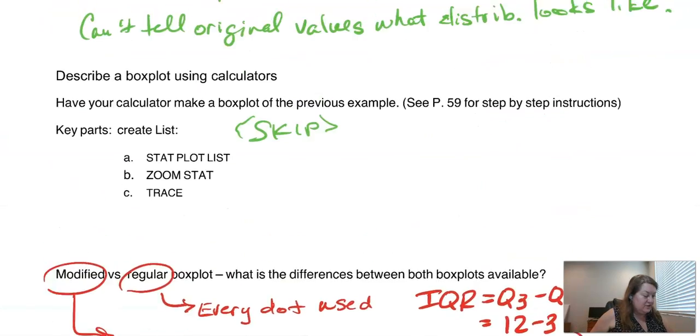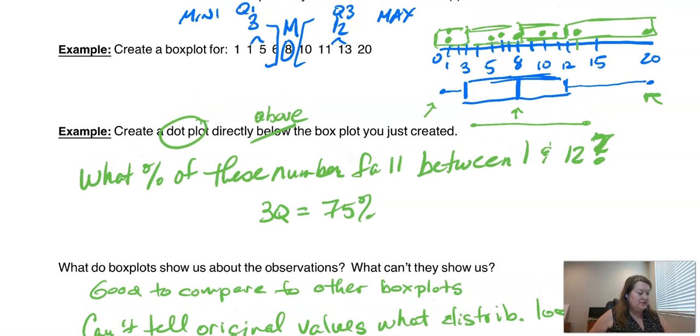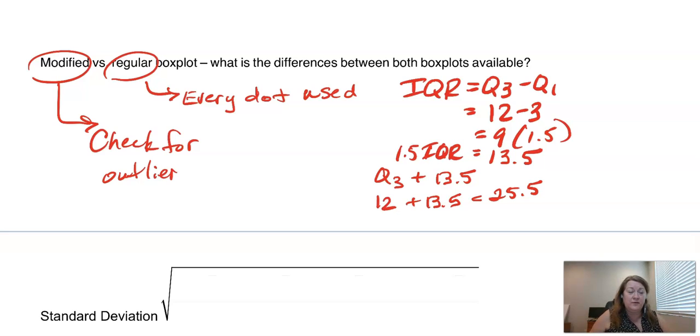So if I want to check for outliers, where do you think we are likely to have an outlier? Look at that box plot, look at the dot plot, look at those two graphs. It's more likely this 20 might be an outlier than it is for the other end. We can check both, but I'm more worried about the 20. So I'm going to start out with Q3 and add 13.5 to it. Q3 was 12, so I get 25.5. That means if any of my data points are above 25.5, they are considered an outlier. Our highest point 20 is less than 25.5, so it doesn't cross the border to be called an outlier. So there are no upper outliers.